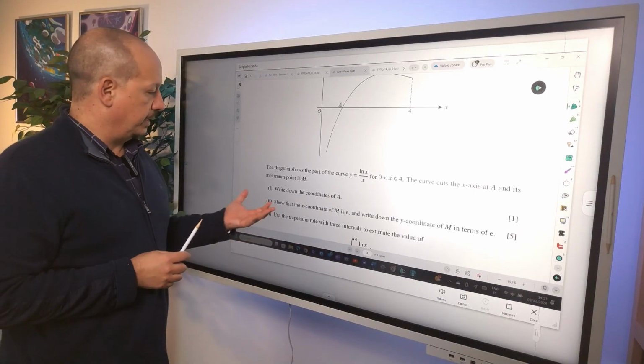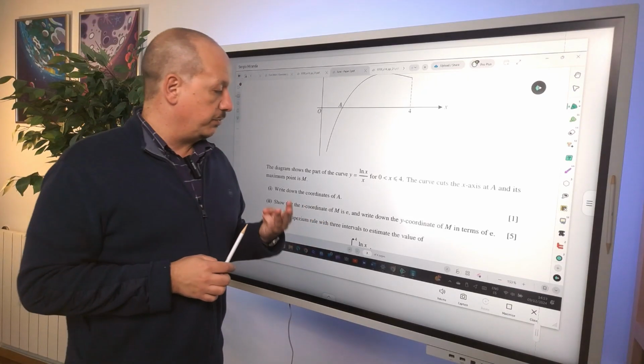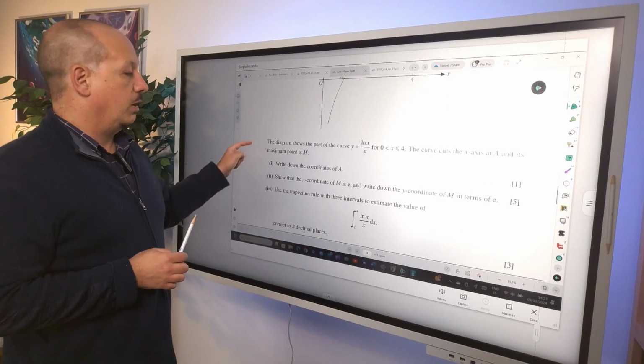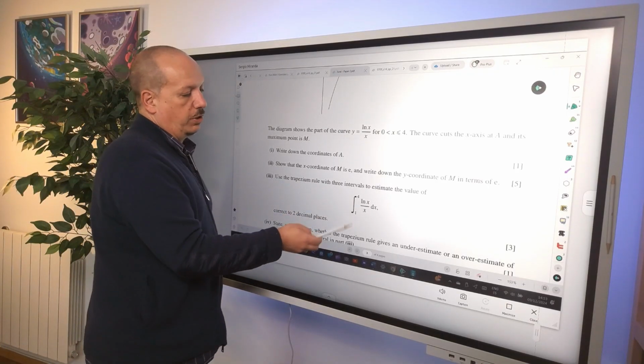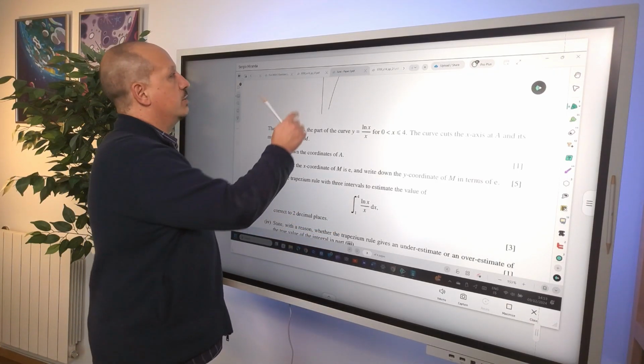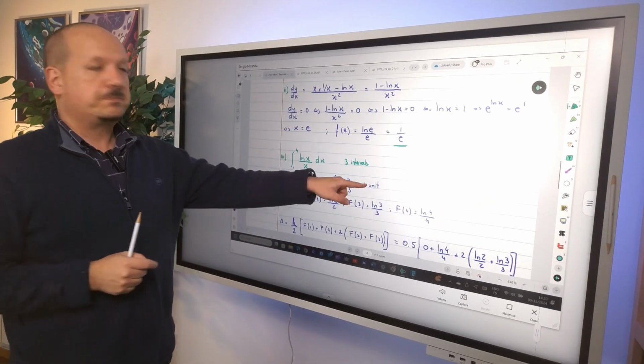This is the part that relates to this topic. Use the trapezium rule with 3 intervals to estimate the value of this. 3 intervals. What is the range? Between 4 and 1. The range is 3, so 3 divided by 3. You have strips of length 1 unit.